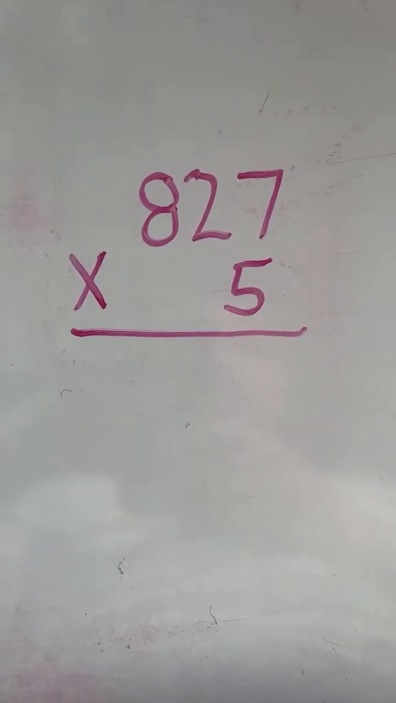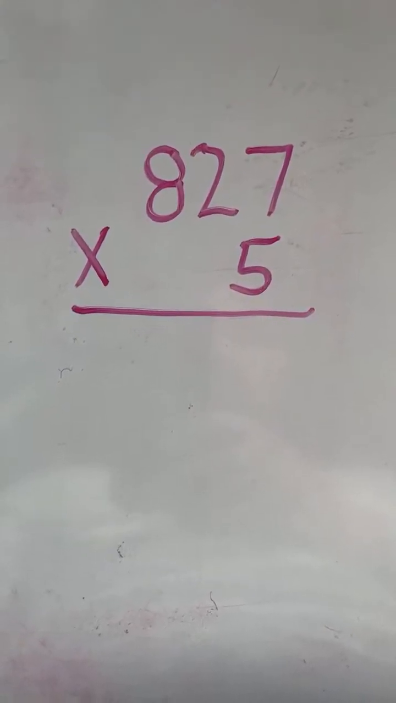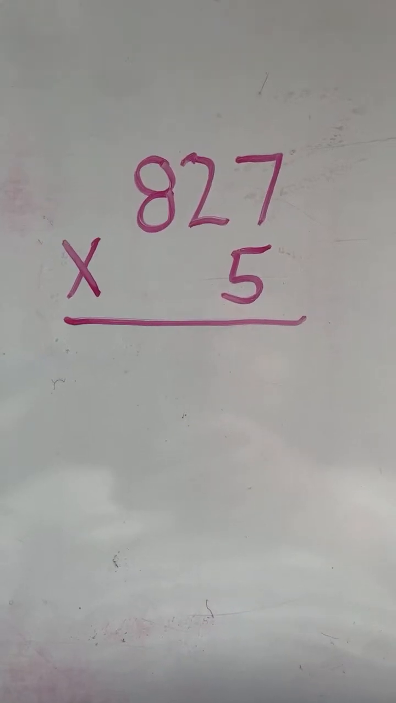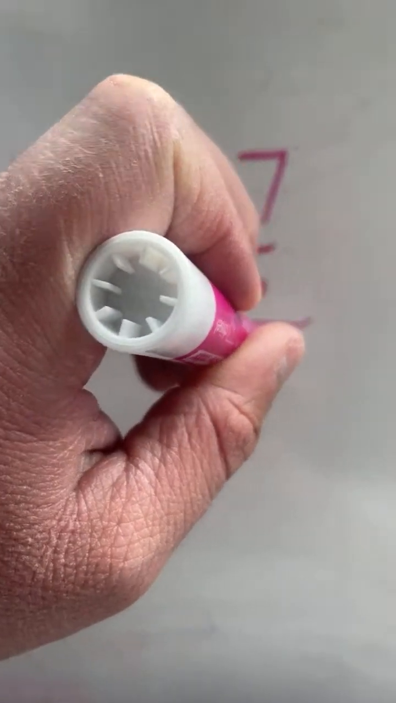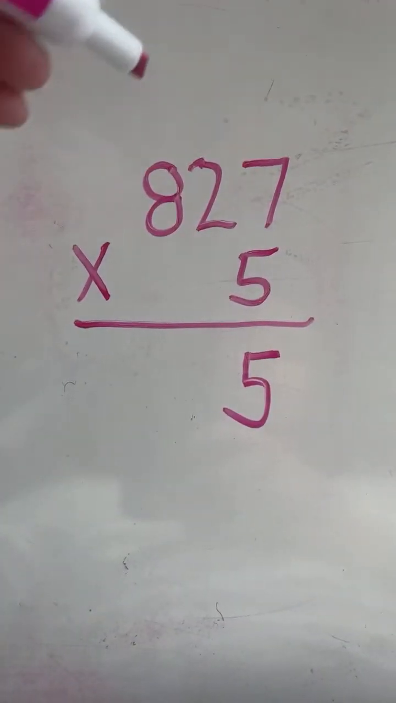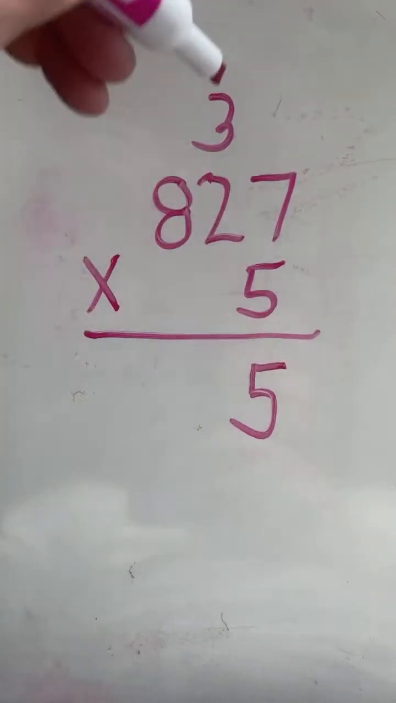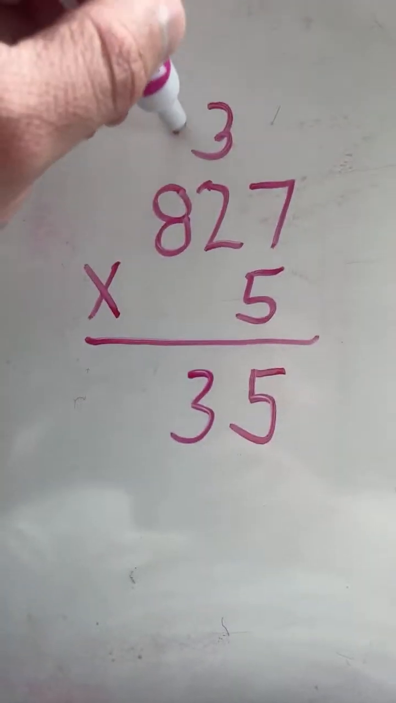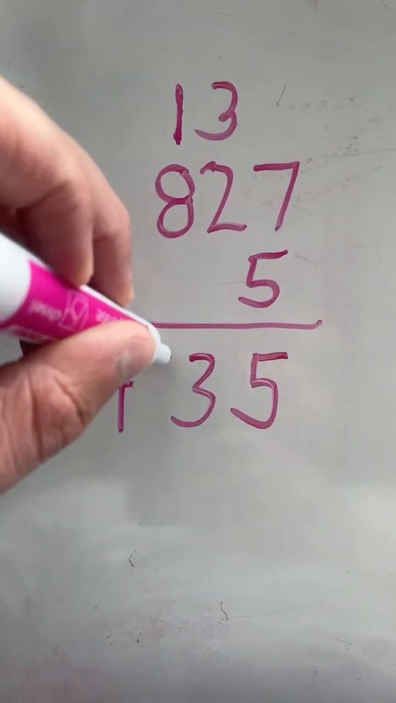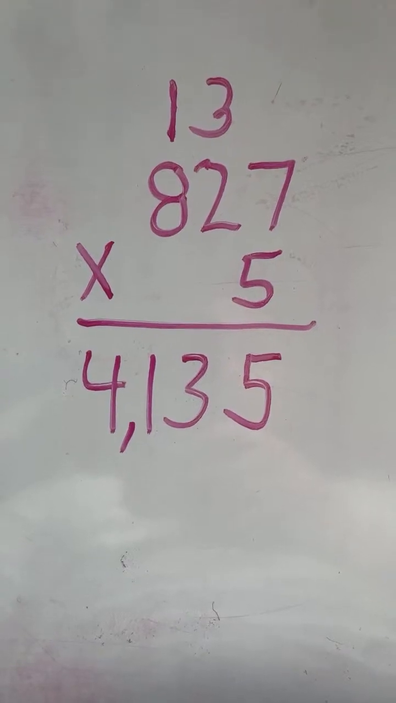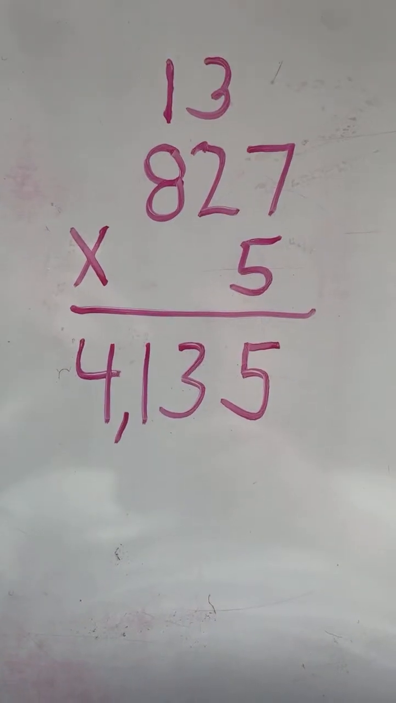827 times 5. So we're starting in the ones place. 7 times 5 equals 35. We have to regroup because our product is more than 10. The 5 in 35 goes in the ones place. The 3 gets carried over to the tens place. 2 times 5 equals 10, plus 3 equals 13. 3, carry the 1. 8 times 5 equals 40, plus 1 equals 41. And we have our final answer. 827 times 5 equals 4,135.